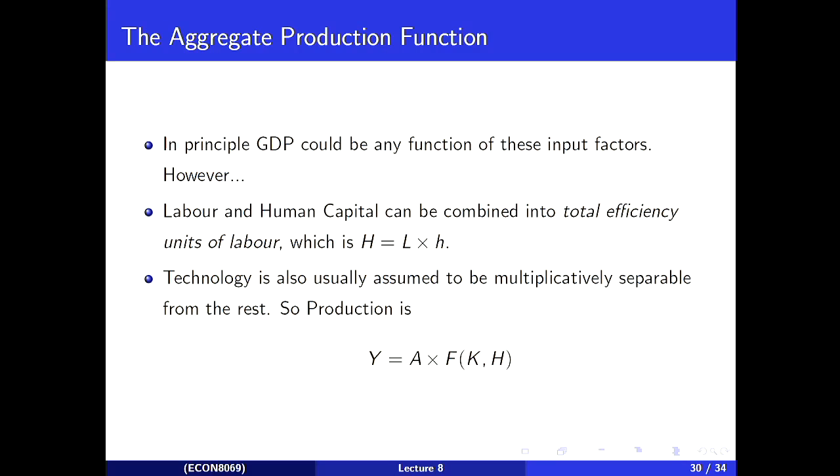We're also going to assume that technology is sort of separate from the others, in that we can pull technology out, and that production is going to be the technology level multiplied by some function of capital and effective labour. We're not going to lock down what that function is. I will talk about common things in a bit. We're not going to lock it down explicitly. We are going to, though, pull technology out the front and then say it's the technology level times some function of capital and effective labour.